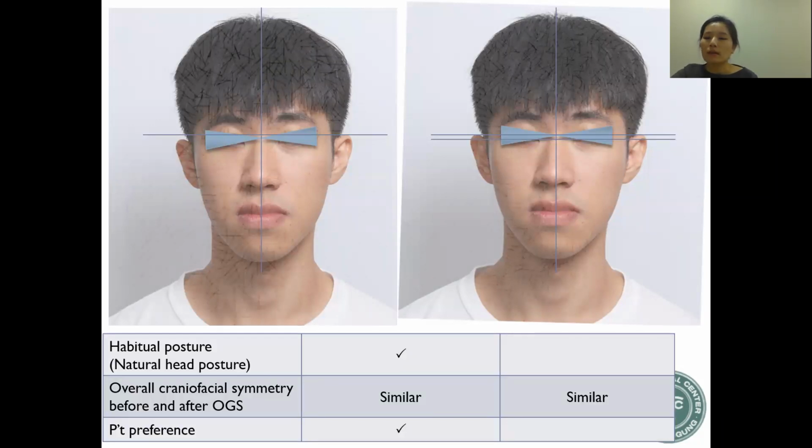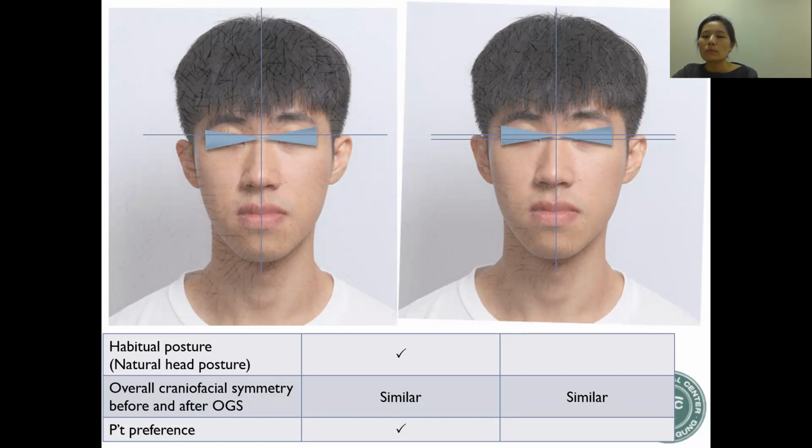And the other case is not a typical case. For this case, maybe it's not so critical to recognize which one should be the true natural head position. First, as the physiological aspect, the patient felt similarly for these two head positions. Second, the overall craniofacial symmetry is similar for the two head positions. I've also checked the CBCT model. And in this case, patient preference was the key point deciding the final head position for OGS simulation.